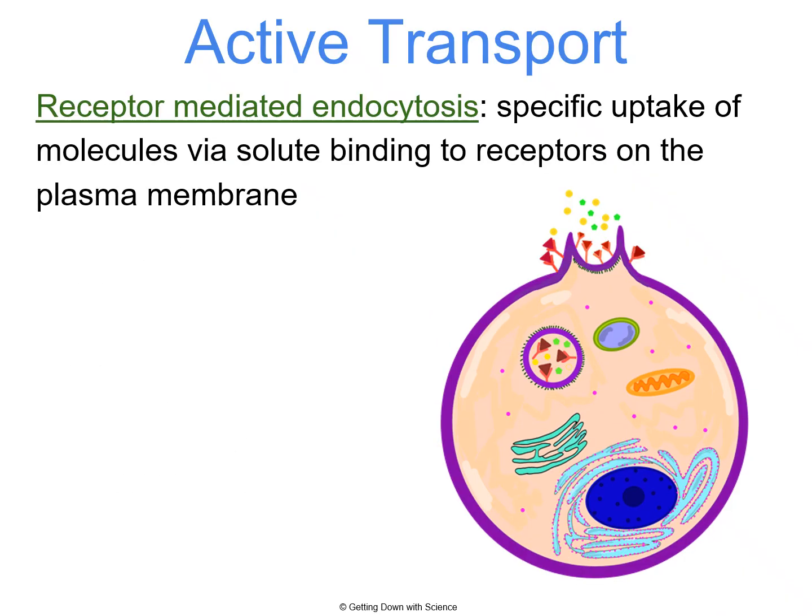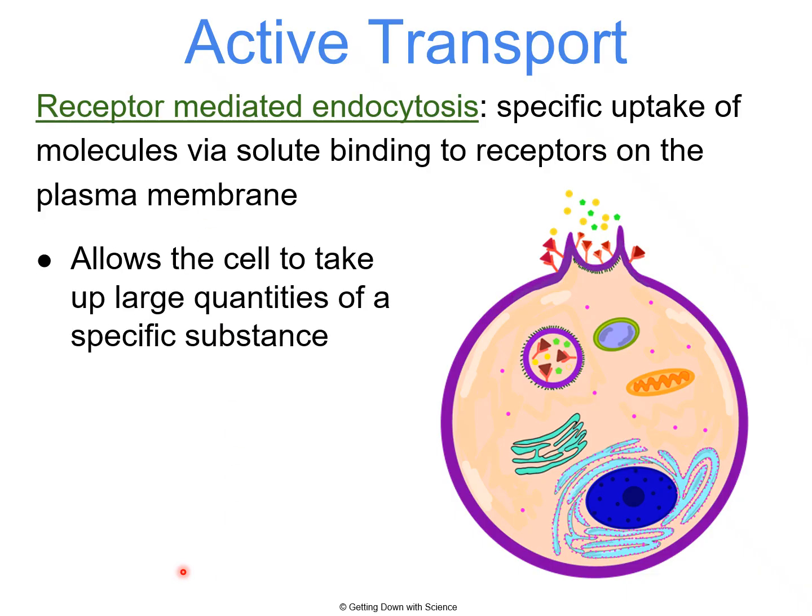So we have receptor-mediated endocytosis, and this is more specific. This is a specific uptake of molecules with solutes binding to receptors on the plasma membrane. So this is a lot more intentional. This is a lot more specific. It requires a lot more mechanisms to get this done. So there have to be receptors on the plasma membrane in order to receive these vesicles, in order for the contents of the vesicles to be deposited.